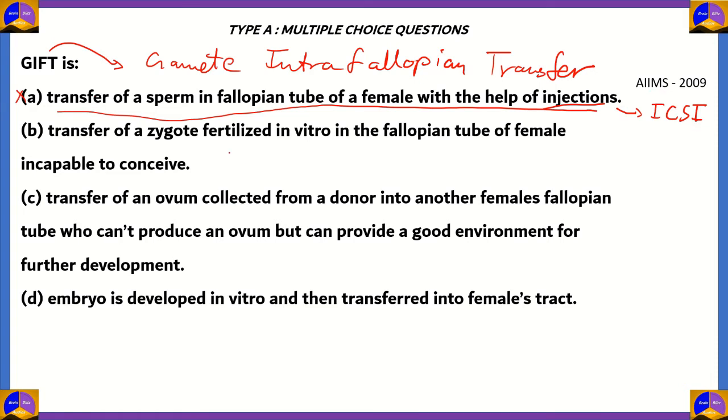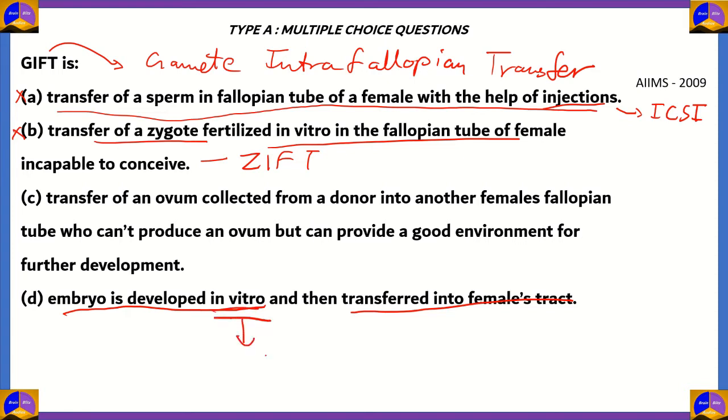If you look at option B, it says transfer of a zygote fertilized in vitro in the fallopian tube of female incapable to conceive. So here you see that a zygote is transferred and not a gamete. So option B is incorrect, and this definition is the correct one for ZIFT, which is zygote intrafallopian transfer. Now let's look at option D. Embryo is developed in vitro and then transferred into the female tract. In vitro basically means that fertilization happened outside the body, which happens during in vitro fertilization or IVF treatments. So option D is the definition for IVF, so it's incorrect.